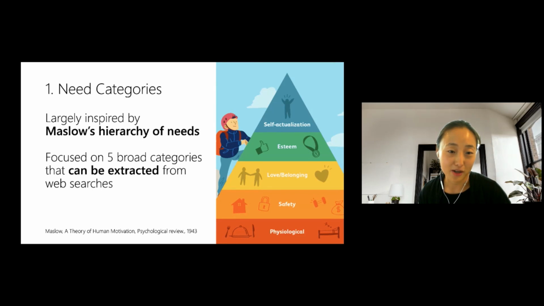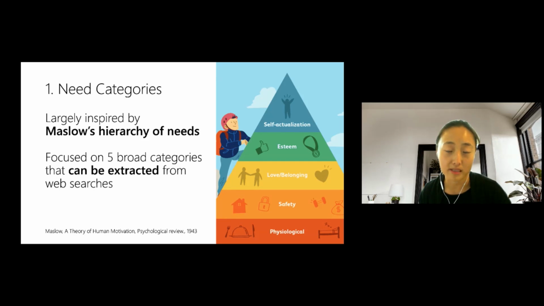First, our human needs categorizations were inspired by psychology theories. We were largely inspired by Maslow's hierarchy of needs, in that human needs can be categorized into broad categories that you can commonly see on the right. Physiological and safety needs at the bottom as your basic needs, love and belonging and self-esteem as your psychological needs, and self-actualization as your growth and self-fulfillment needs.